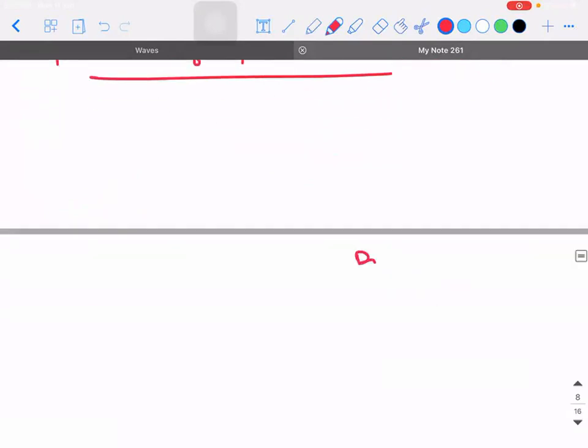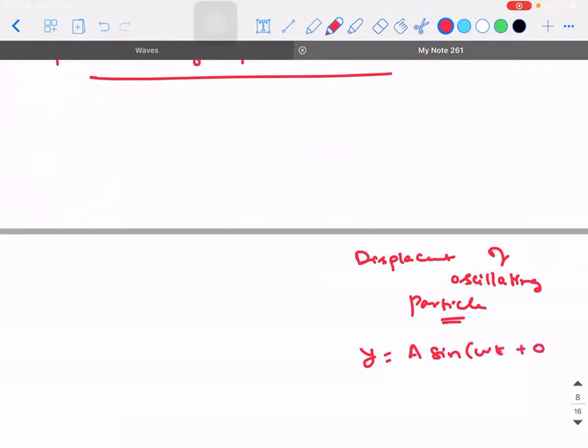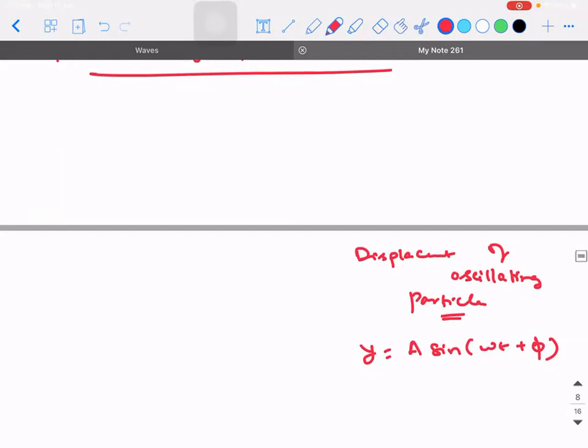Before I go to this, can you tell me what is the equation for displacement of an oscillating particle? Y is equal to A sin omega. Yes, I know. If I have to write the general equation, I'll write it as A sine of omega t plus phi, where that phi is what is called the epoch. Epoch. No problem. It's called epoch.